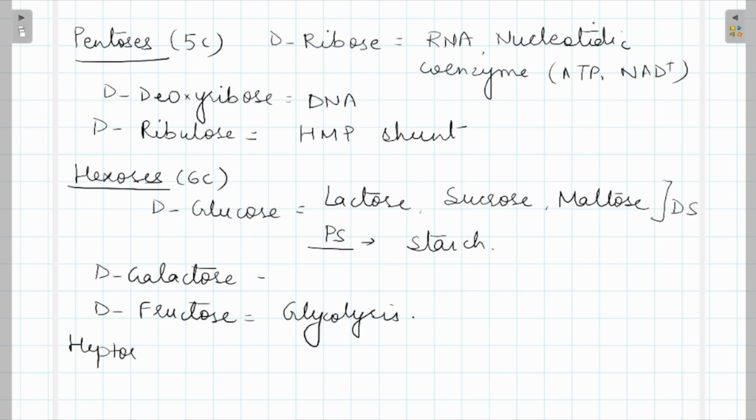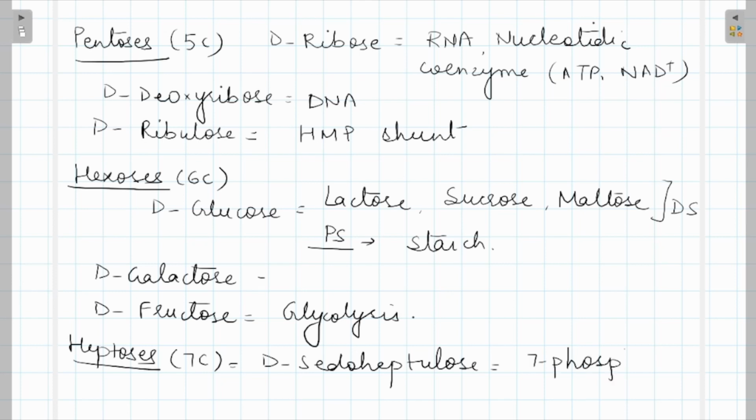Next is heptoses. Hepta means 7 carbons. So it contains 7 carbons. An example is D-pseudoheptulose, and its 7-phosphate. Pseudoheptulose 7-phosphate is an intermediate in the HMP shunt. We will discuss in the HMP shunt. So this is about the monosaccharide. Thank you.